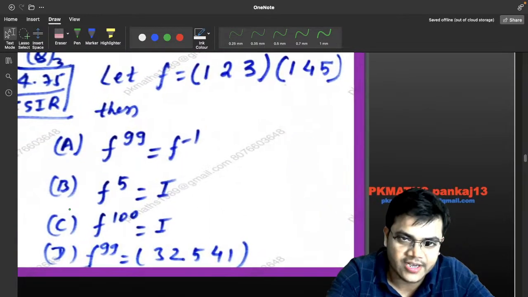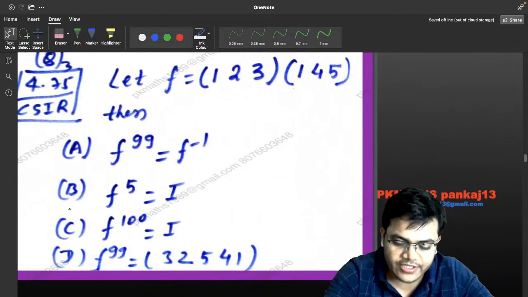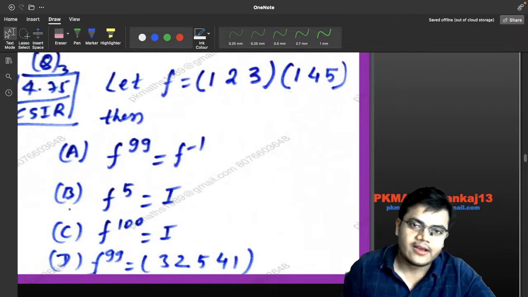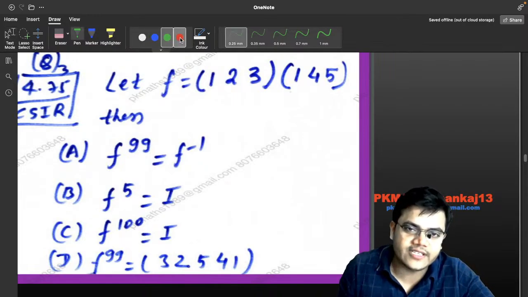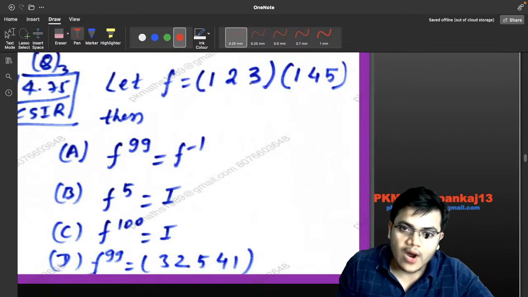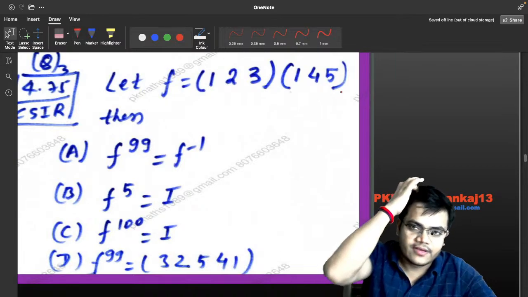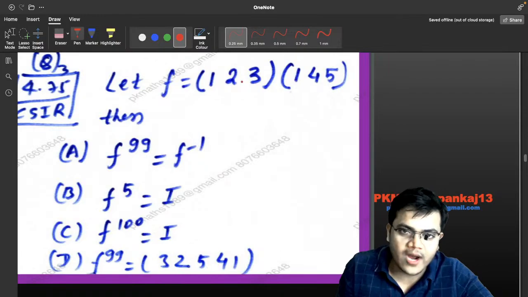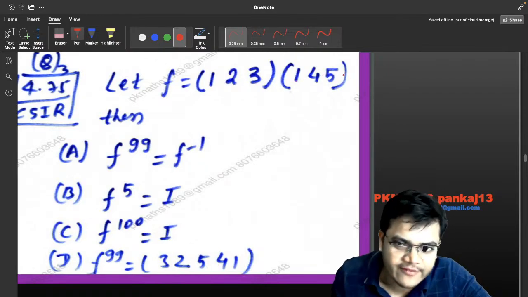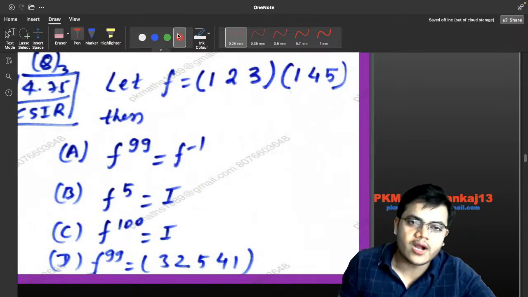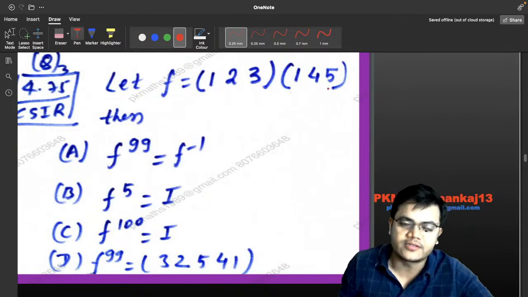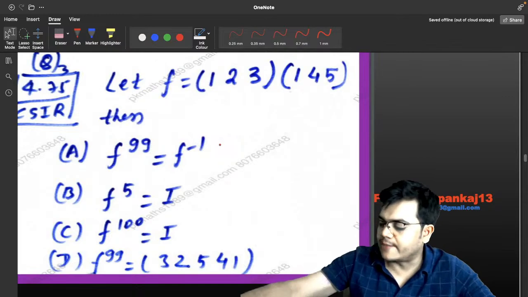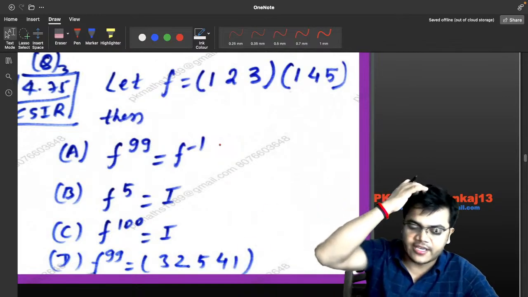Now the next question has also its beauty and it's really interesting. What is f given? f is 1 2 3 1 4 5. It is the product of two permutations, you can see: 1 2 3 and 1 4 5. So it's a product of two permutations, and then you have to get the conclusion. You have to be very careful to say anything.